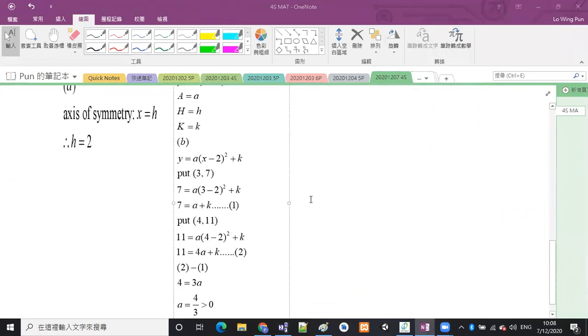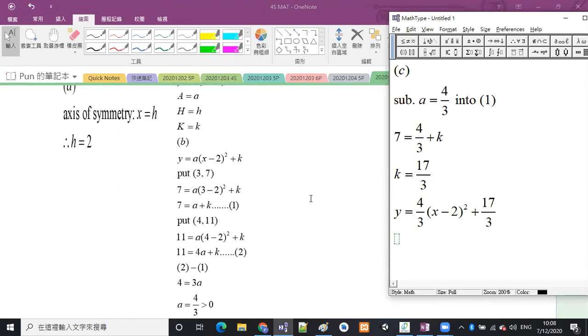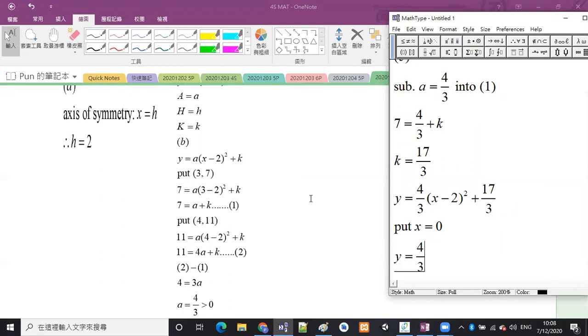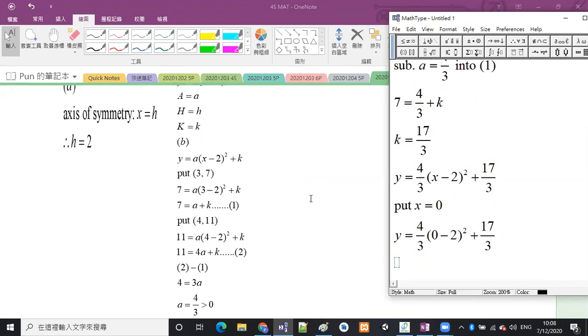Okay, the y-intercept. We just use our usual technique to find the y-intercept, which is to put x equals 0. So y is equal to 4/3 times (0 minus 2) squared plus 17/3. And then you'll find that y is equal to 11. Is it correct? So this is the y-intercept of the graph of the function.